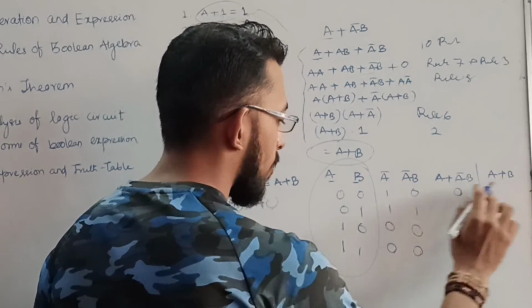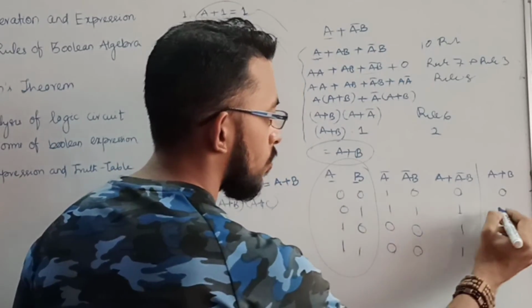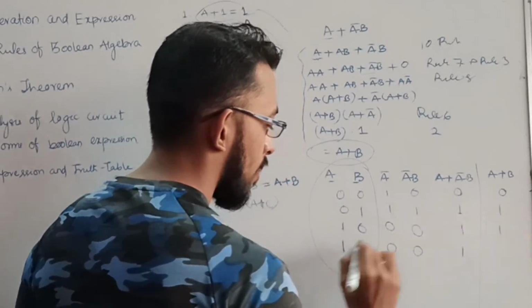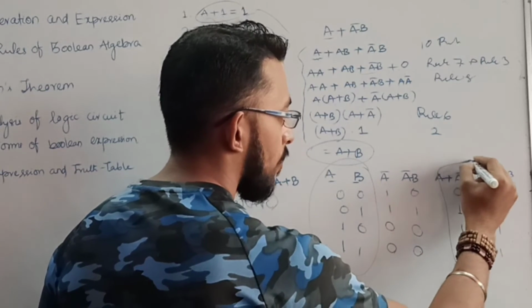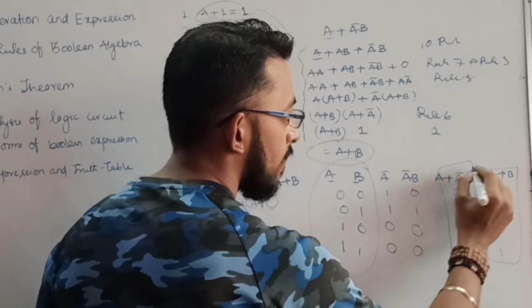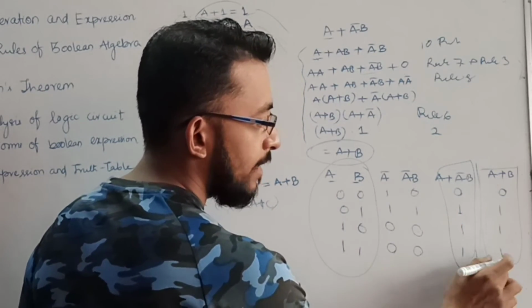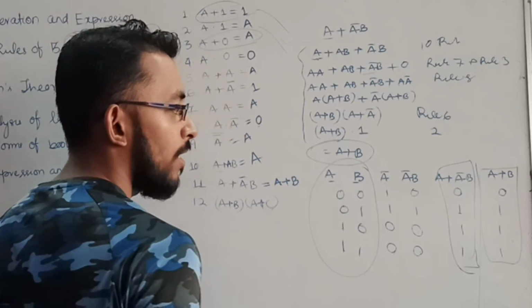Now I have to find A plus B. 0 plus 0 is 0. 0 plus 1 is 1. 1 plus 0 is 1. 1 plus 1 is 1. Now you can cross check. My A plus A bar B is nothing but the same as A plus B. 0 1 1 1, 0 1 1 1.